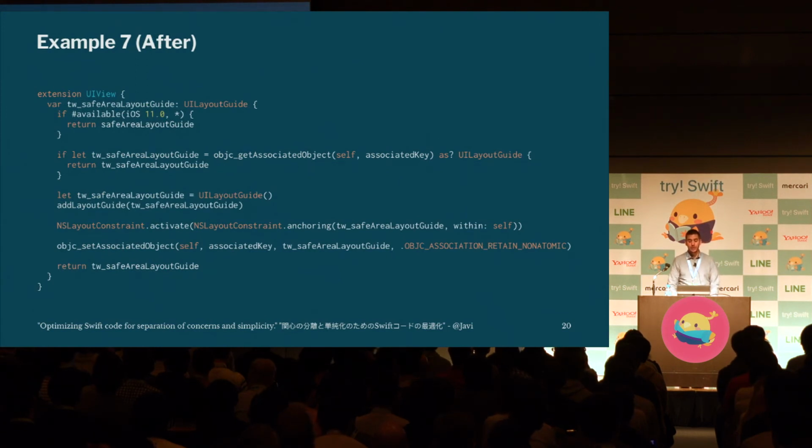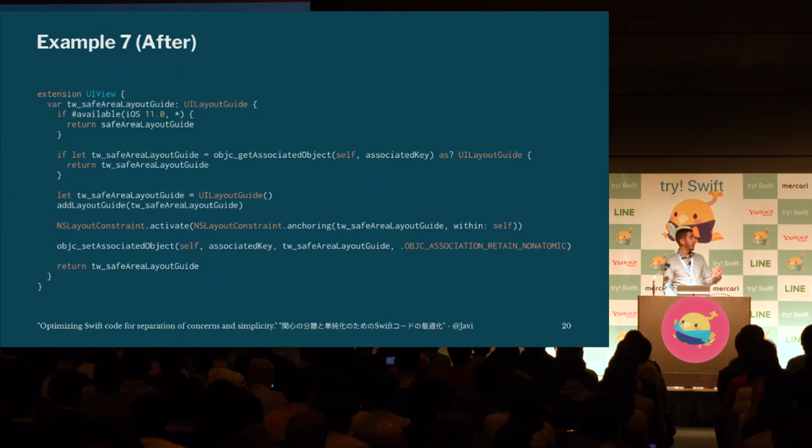We created our own TW_safeAreaLayoutGuide. That one will always be available, so we can use it everywhere, regardless of the iOS version. If we're in iOS 11, we can just return the system-provided safe area layout guide. If not, we can create our own layout guide that is simply anchored to the view bounds.